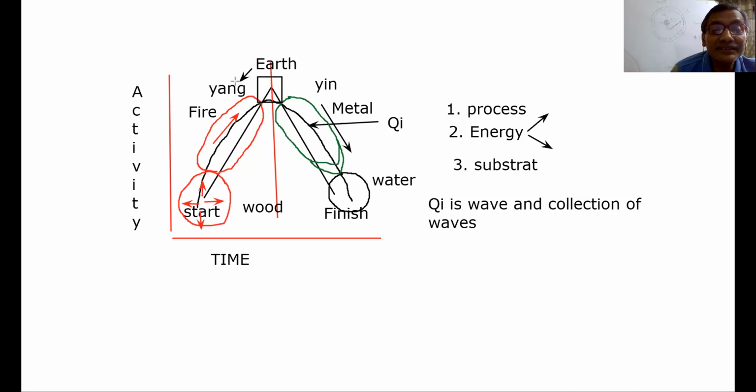Earth is joined on this side with yang, and on this side it is joined with yin. On this side it is joined with fire, on the other side it is joined with metal. Can you see?